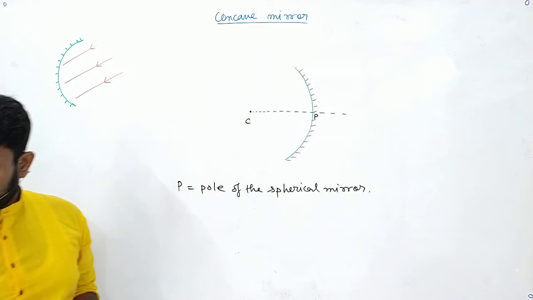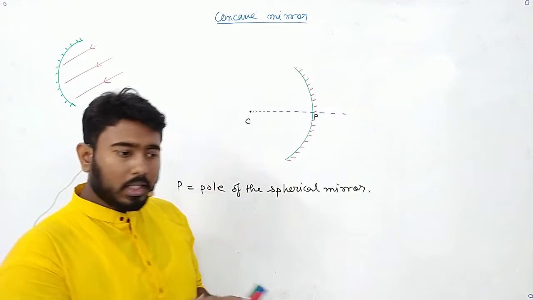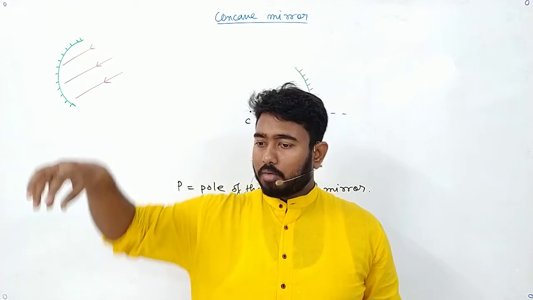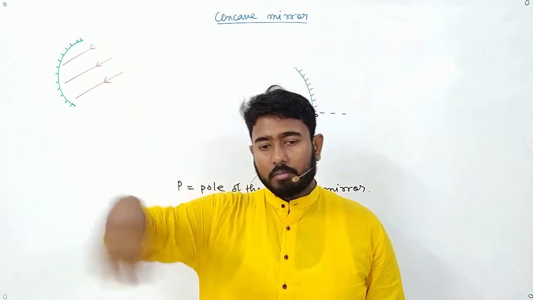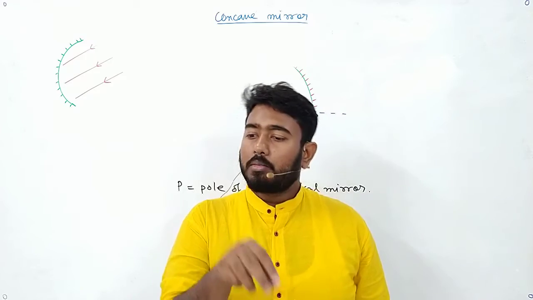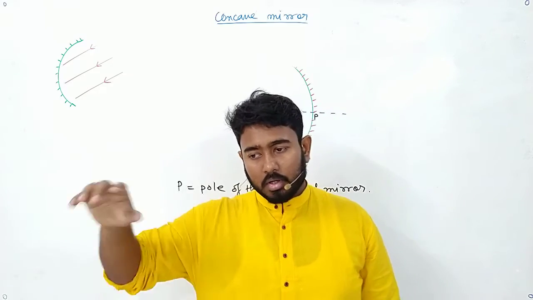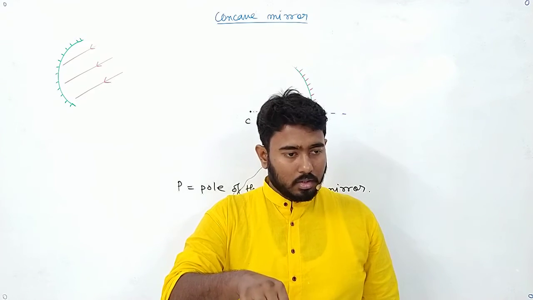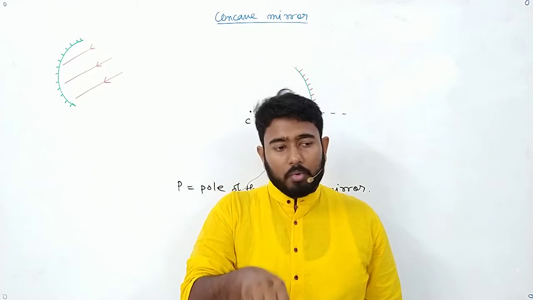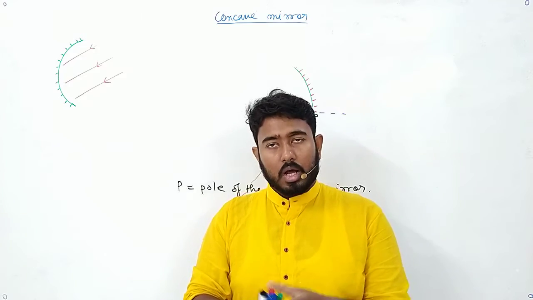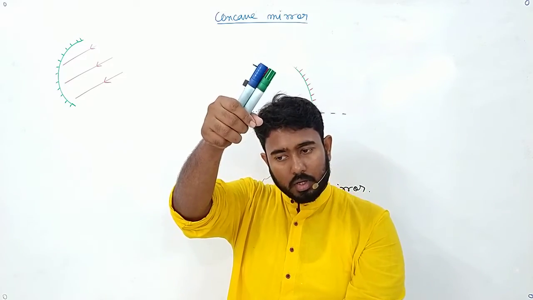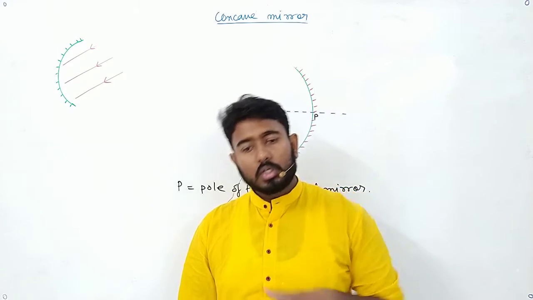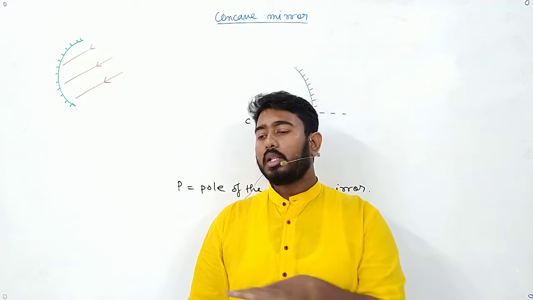What is called a pole? The spherical mirror's midpoint from all sides. If we take a kadhai and if we drop a marble, after some time the marble will come to a point and rest at some point. The marble will go like this, like this, like this, and it will rest at some point. That middle point, if a line from the center goes to that point, that will be the pole. The pole is the midpoint of the total spherical aperture.